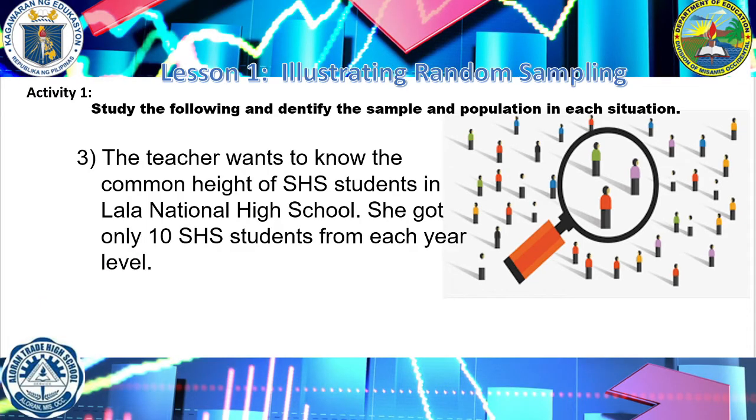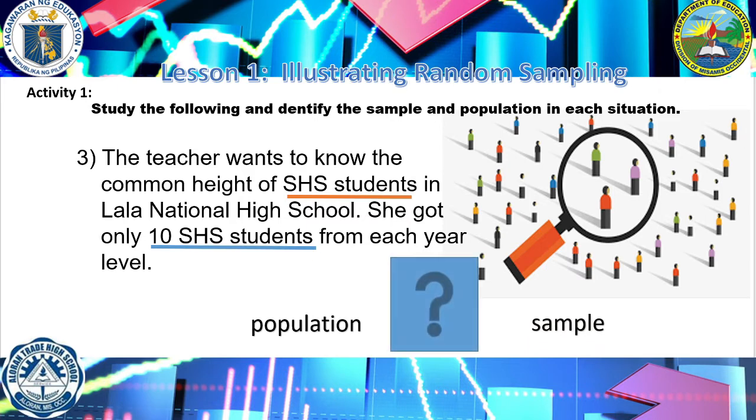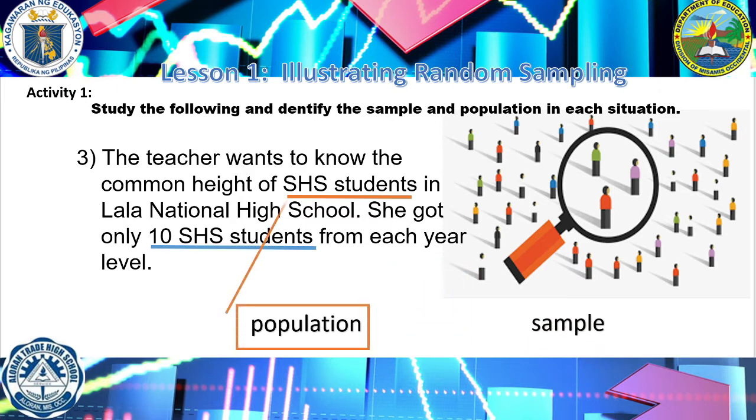Number 3. The teacher wants to know the common height of senior high school students in Lala National High School. She got only 10 senior high school students from each year level. So we have senior high school students and 10 senior high school students. Which is population and which is sample? That is correct. Our population is senior high school students and our sample is 10 senior high school students.